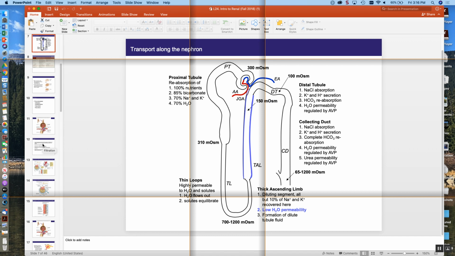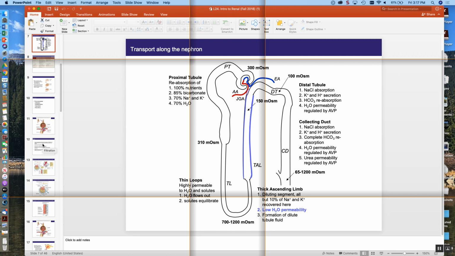Is it essential for us to understand the baseline levels of osmolarity for each stage? Not really. I would say the main take-home message is in the very inner medullary region, it can be as concentrated as 1,200 milliosmoles. And then up at the top, it's usually about 300. So there's this gradient of osmolarity all the way down.